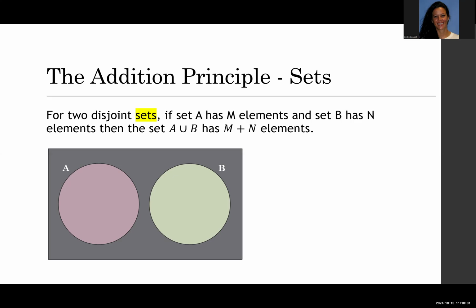Let's formalize this idea using a Venn diagram instead of shoes and fabric. For two disjoint sets, A and B, if A has M elements and B has N elements, then the set A union B, you can simply add them. It has M plus N elements. The reason you can do this is because the sets are disjoint. There is no overlap, so you're not in danger of double counting anything.